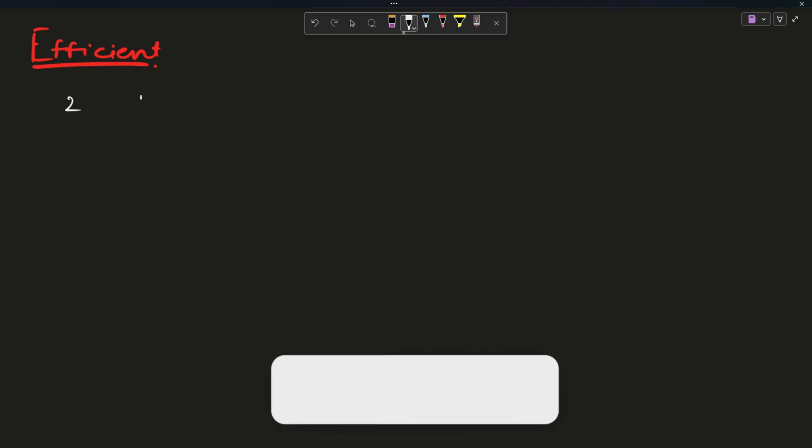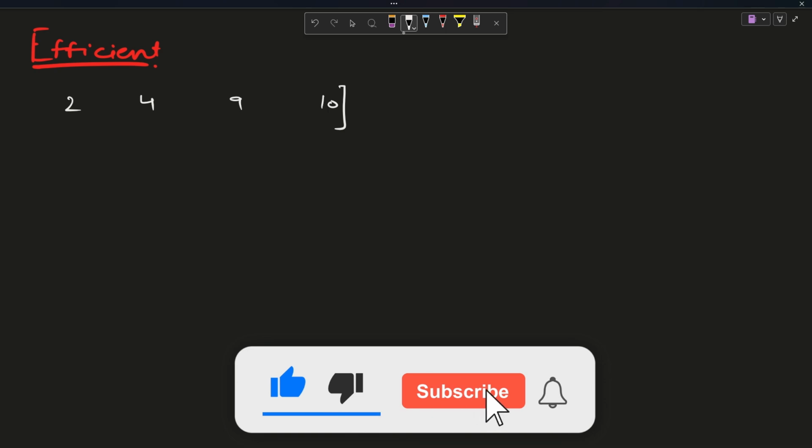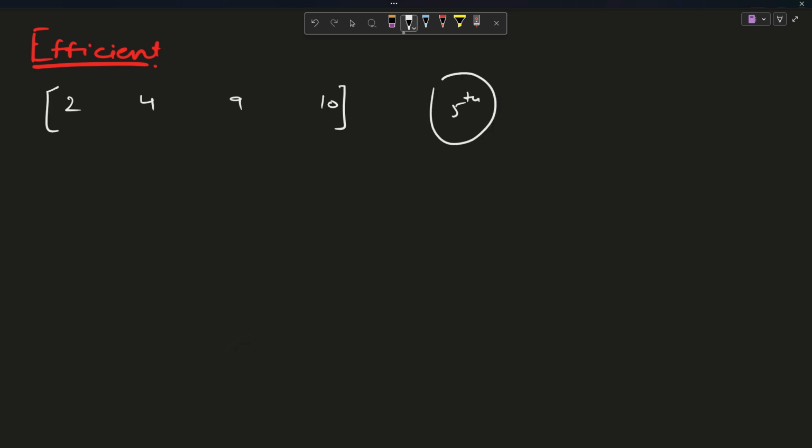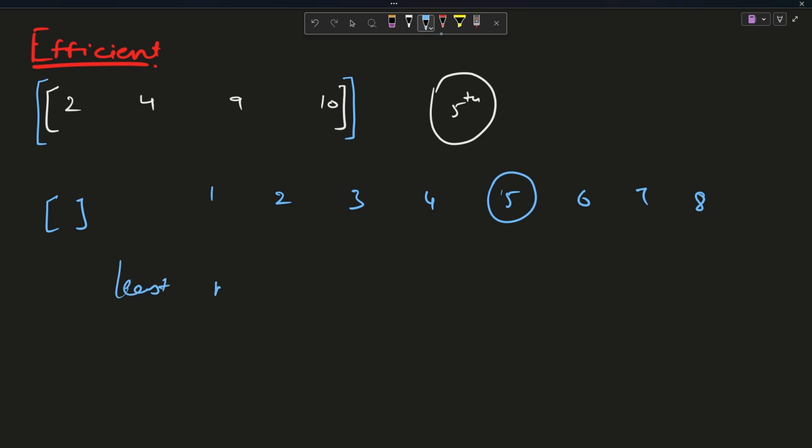Okay, so our array is 2, 4, 9, 10, and we need to find the fifth number. Now, don't forget about these elements. Tell me, if you have an empty array, that means you need to write the counting 1, 2, 3, 4, 5, 6, 7, 8. Because the array is empty, you will not have to remove anything. And now the fifth number will always be 5. That means you are saying that the least number, if this value is k, then the least number is k. It cannot go below k.